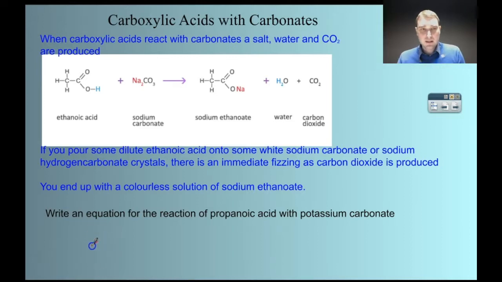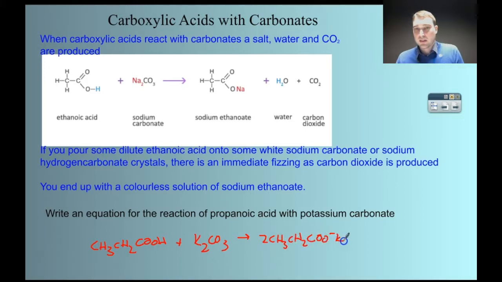So propanoic acid, CH3CH2COOH. I'm just condensing a little bit. Plus potassium carbonate, K2CO3. Goes to, so we've got 2 potassiums, so we're going to need 2 of these over here. So 2 CH3CH2COO minus K plus, carbon dioxide plus water. 1 carbon dioxide, 1 water, so H2 and an O, so I think we're balanced there.